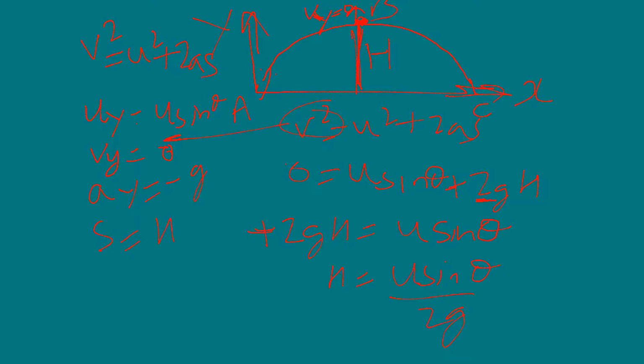So here we have taken u square, so we will square this also. It will become h equals u square sine square theta upon 2g. This is y max, the maximum height along the y direction. So y max or h is equal to u square sine square theta upon 2g.